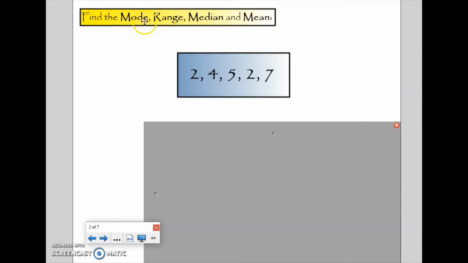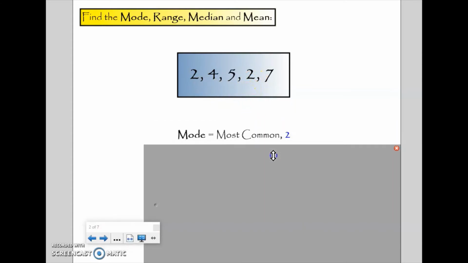The first average I want us to find is the mode. From this data set, the mode is very simple to find. The mode is always the most common value or the most frequent value or the number you can see the most often. So you can see in this question that there are two 2's, making the 2 our mode, the most common.